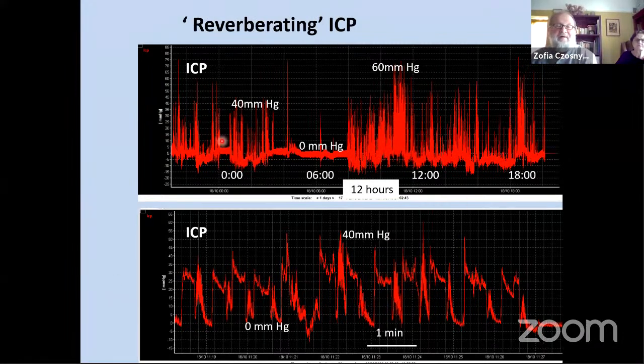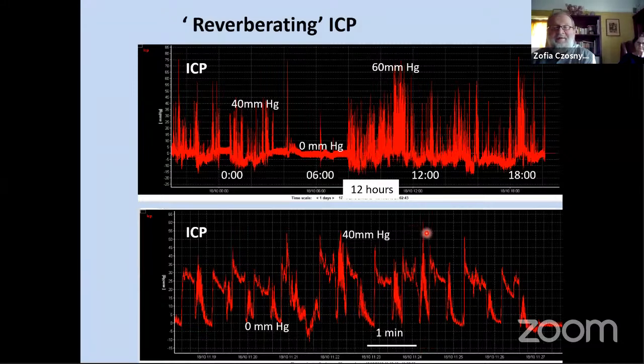If you look at this recording, somebody would say, this is probably a broken transducer. It produced some kind of ups and downs. But if we look at the shorter period of this recording, we can see the reverberation of intracranial pressure from 0 millimeter of mercury to 40 millimeter of mercury, down and up, quite regular. Frequency of these waves was 1 minute.